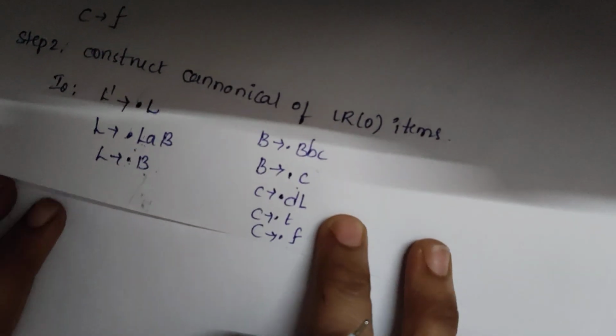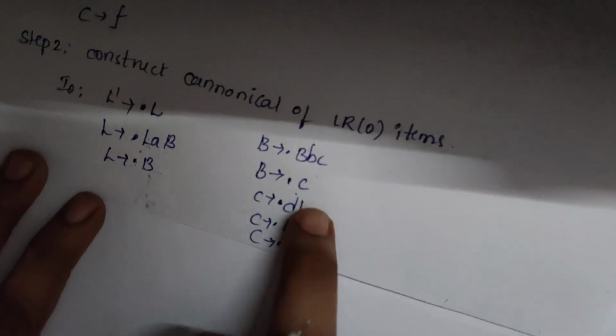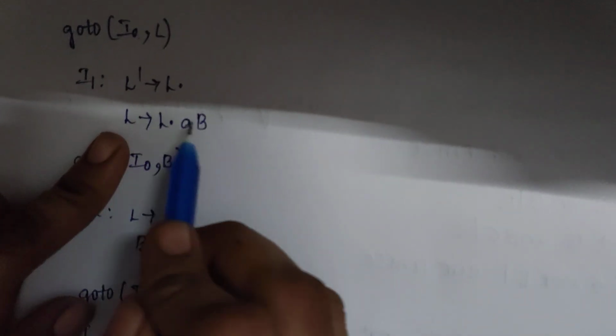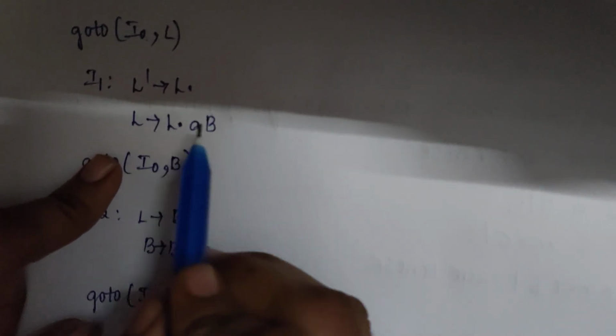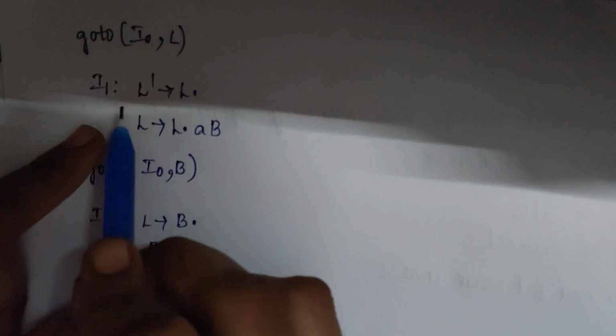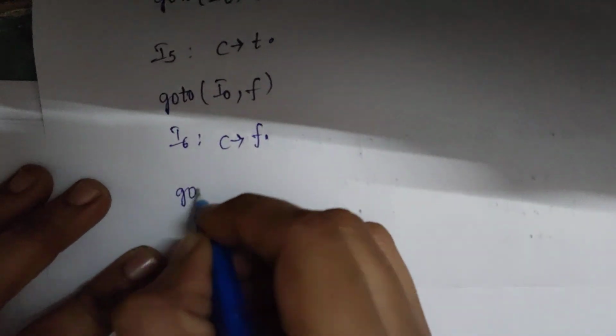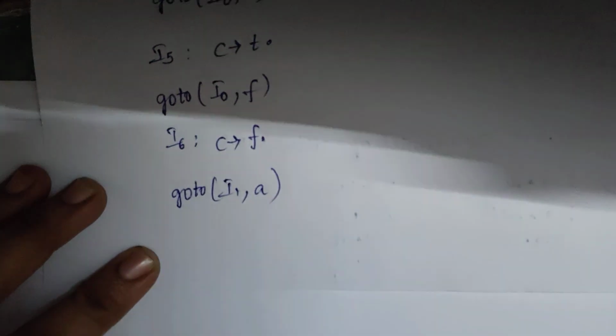Okay. Next, we are done with all the predictions of I naught. Now go for the next one. What is the next state? I1. Check if we need to shift the dot or not. Here the dot has reached the end, so we need not shift the dot. Here the dot has not reached the end and it is following a terminal A. So go to I1 comma A. So this dot will be shifted here.